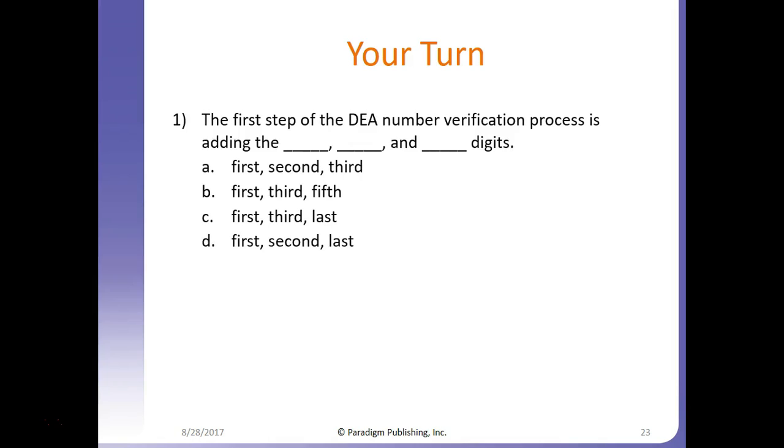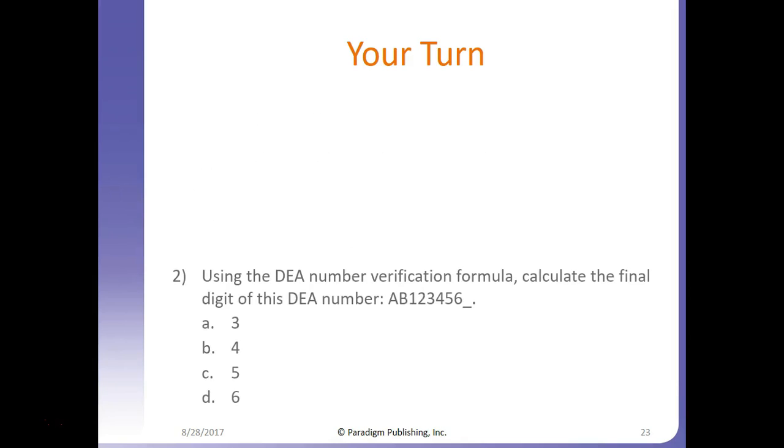All right, so the first step of the DEA number verification process is adding the first, third, and fifth numbers. Using the DEA number verification formula, calculate the check digit of this DEA number. I'll give you a minute to do that. That number should be 3.